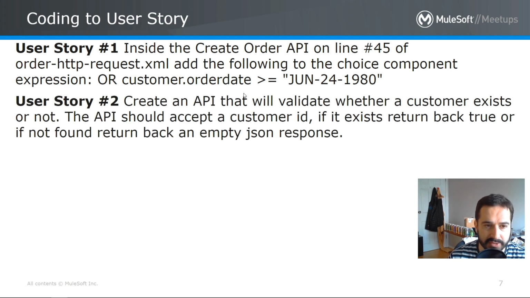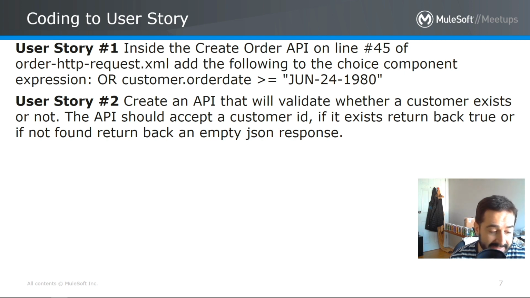So, user story number 2. Create an API that will validate if a customer exists or not. The API should accept the customer ID, and if it exists, return back true, and if it does not, return back an empty JSON response.